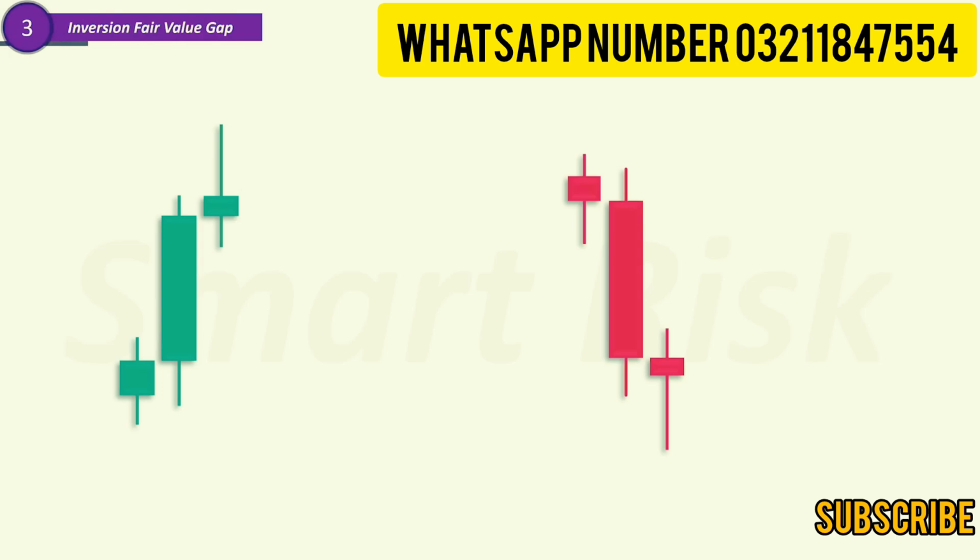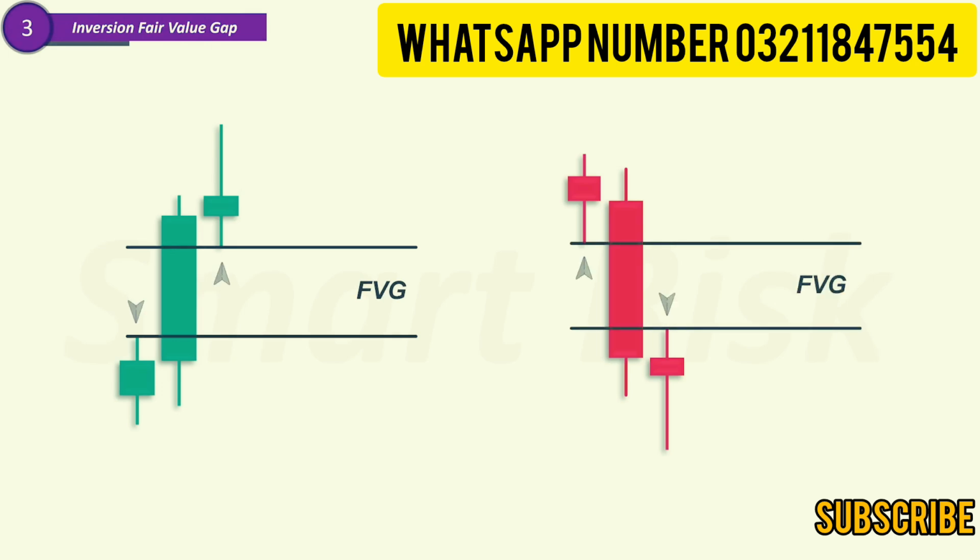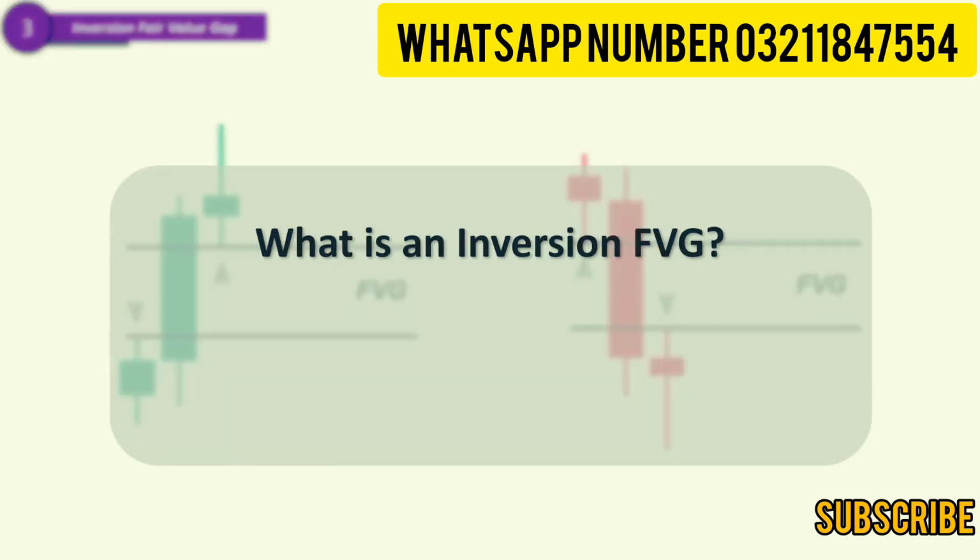Number 3. Inversion Fair Value Gap. For a quick reminder, a fair value gap, or FVG for short, is a 3-candlestick pattern where the first candle's low does not overlap with the third candle's high, or when the first candle's high does not overlap with the third candle's low. Now, what is an inversion FVG?